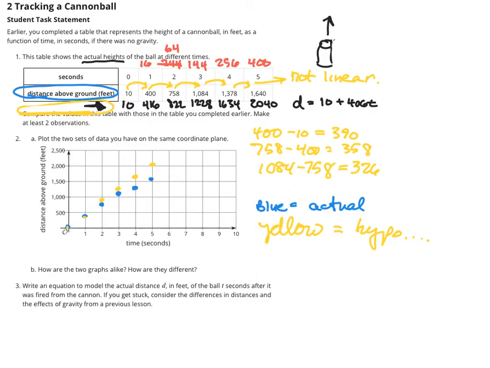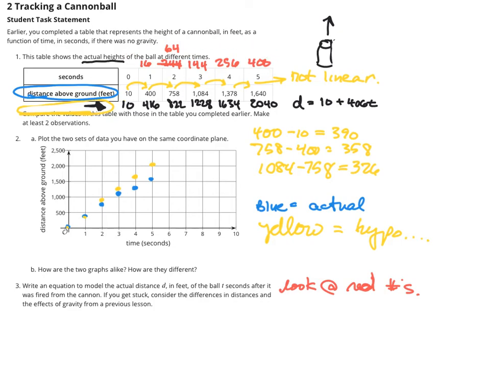So let's write an equation to model the actual distance d in feet of the ball t seconds after it was fired from the cannon. If you get stuck, consider the differences in the distances and the effects of gravity from a previous section. So we're actually going to look at the things I wrote in red up above. Look at the red numbers. We see here, these are all perfect squares. It's what we did in the previous lesson.